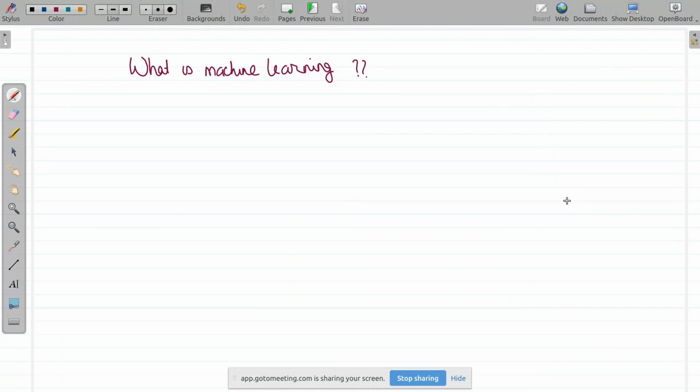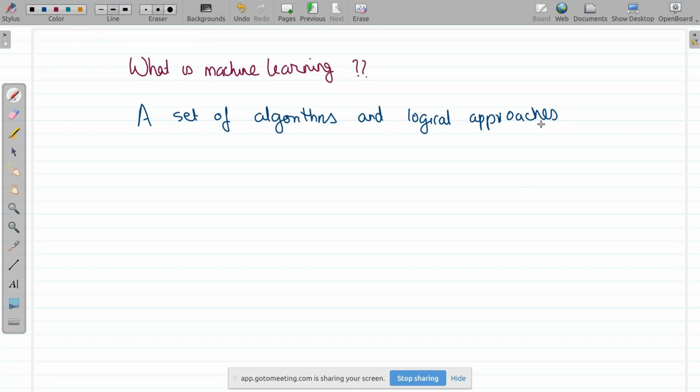So the way I like to, again, this is my self-made definition, something which I feel is a good representation of what machine learning is. I consider it basically a set of algorithms and logical approaches to do what? To help you generate value from data.